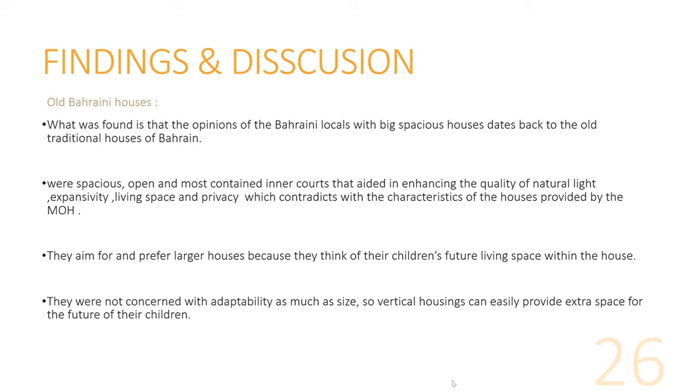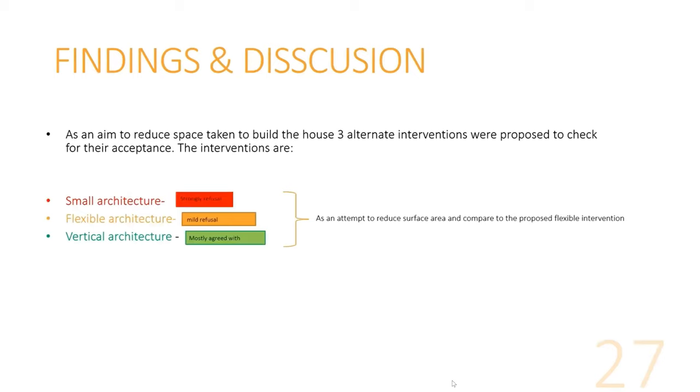They were not concerned with the adaptability of the houses as much as the size, so vertical housing can easily provide extra space for the future of their children. As an aim to reduce the space taken to build the house, 3 alternate interventions were proposed to check their acceptance during the interview. The interviewees mostly agreed with vertical architecture, and they strongly refused small architectural interventions. And they had mild refusal regarding the flexible architecture, as an attempt to reduce the surface area and compare to the proposed flexible intervention.